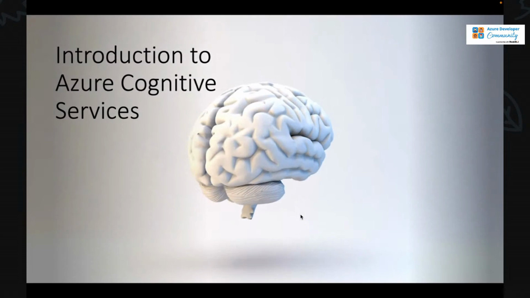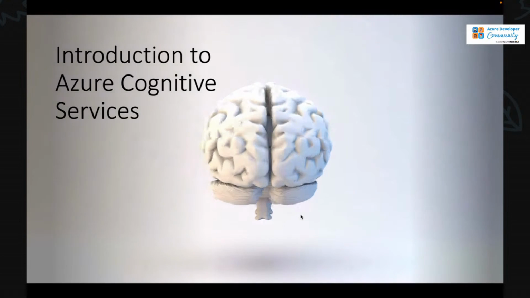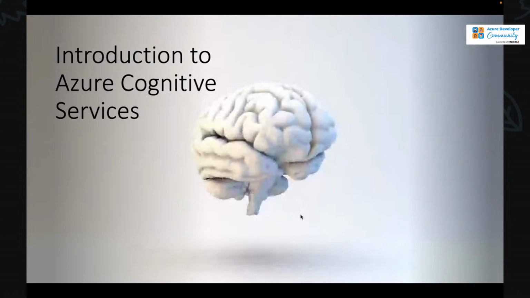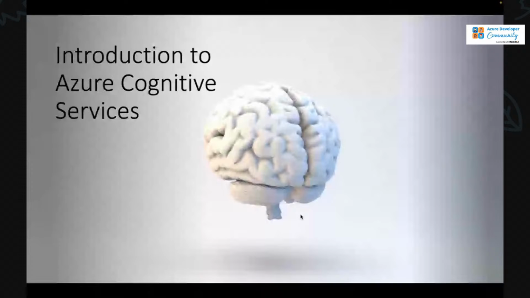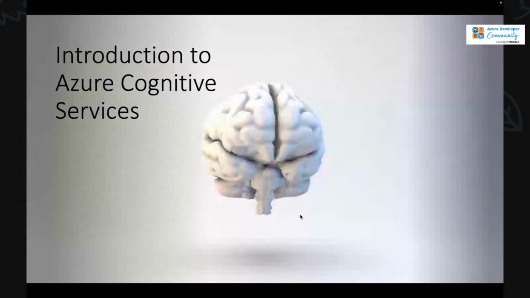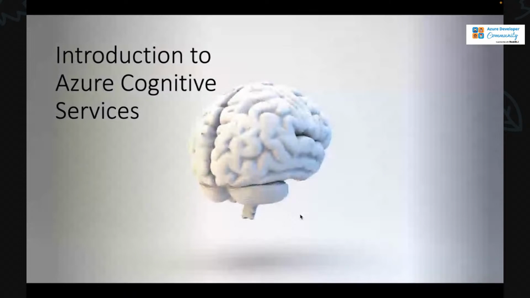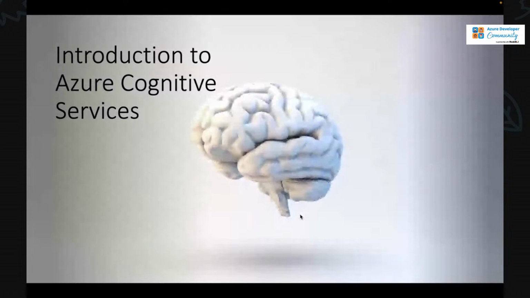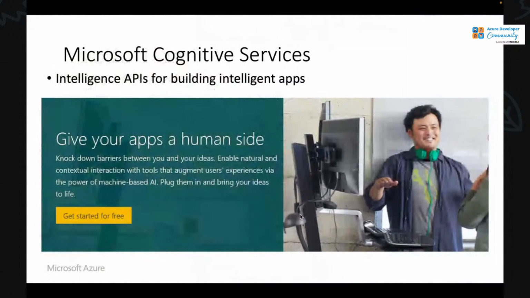So let's start with basic beginnings. If you are a very beginner, just keep your mind fresh and let's start from the very basics. First is an introduction to Azure Cognitive Services. The main motive of Microsoft bringing Cognitive Services is to enable your apps to become intelligent ones. So how do you actually do it? You add some intelligence APIs. That's what Azure Cognitive Services are.